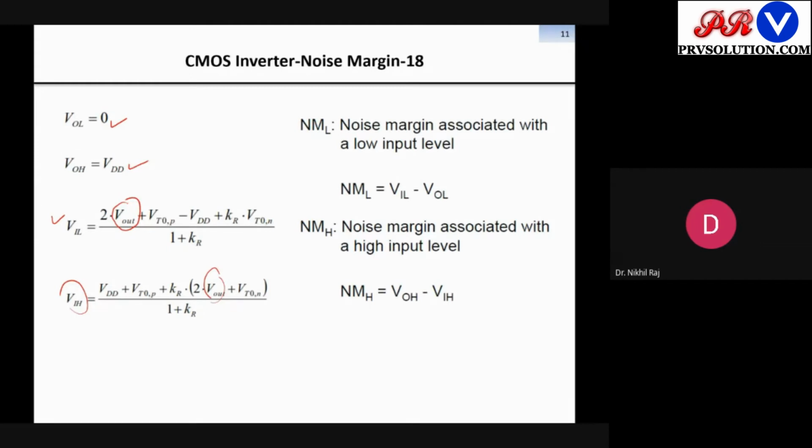Now how to calculate the noise margin using the formula? For a perfect CMOS inverter, what will be the low noise margin? VIL has some expression, and what is VOL? VOL is 0. So we can say the low noise margin for a CMOS inverter is a direct function of VIL, whereas the high noise margin will be equal to VDD minus VIH.